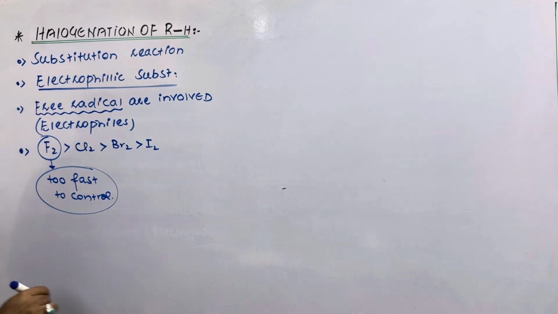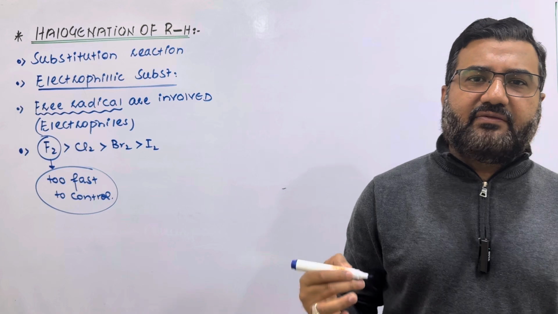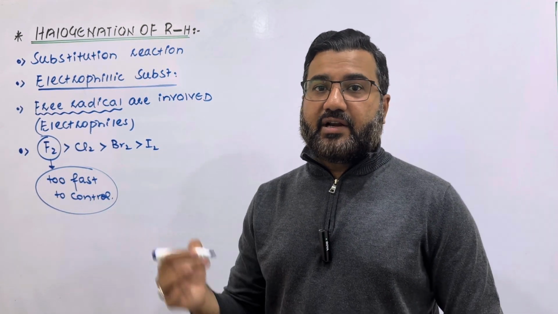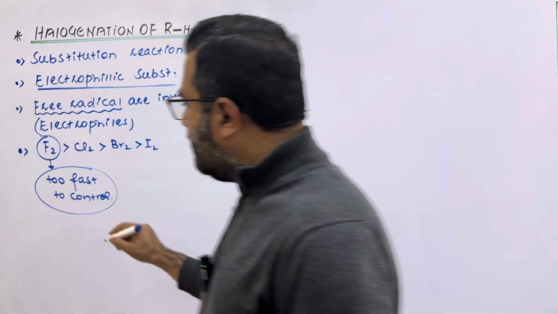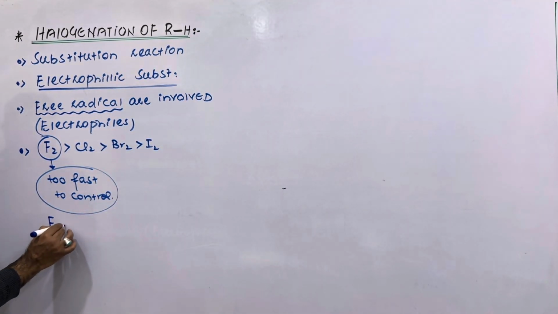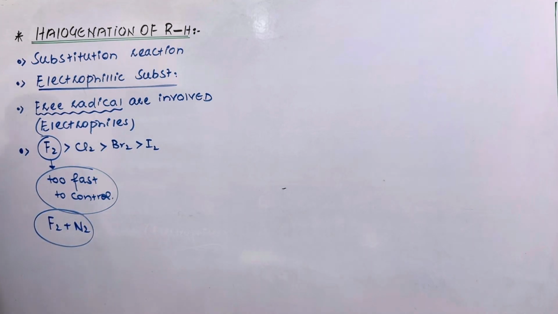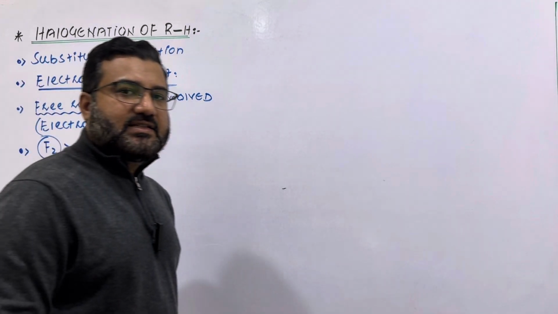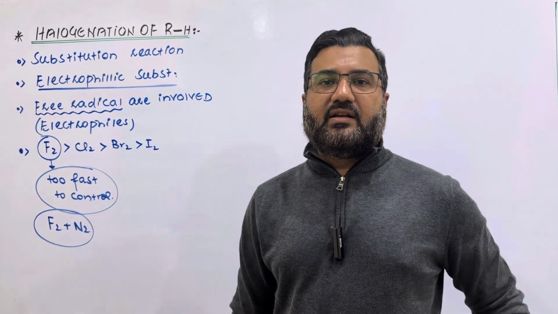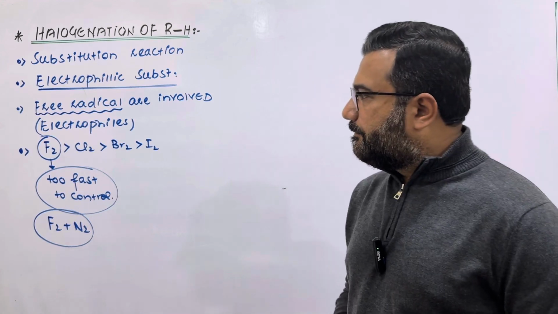If you just mix fluorine with an alkane, the reaction will be very fast because of the very high reactivity of fluorine. But if you want to control this reaction, then you can mix the fluorine with some inert gas like nitrogen. Mixing fluorine with an inert gas like nitrogen and then making it react with the alkane will make the reaction slower, and that reaction will be under control now.